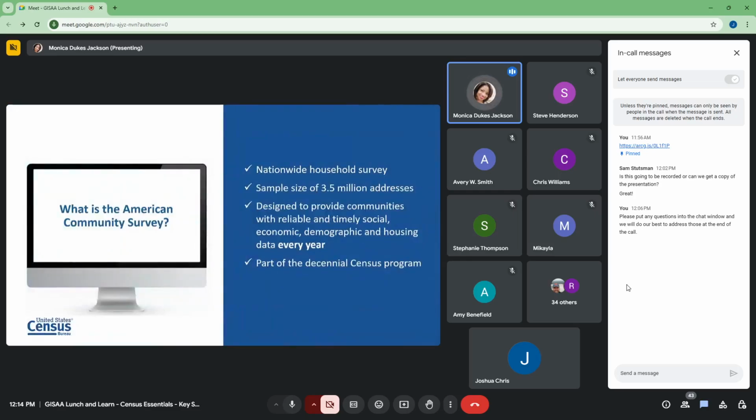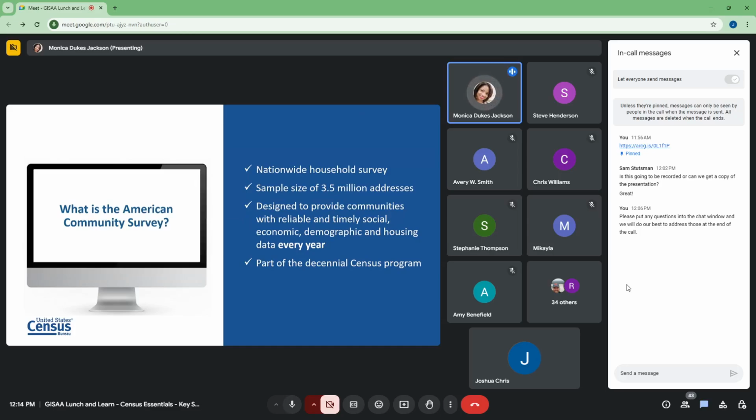So what is the American Community Survey? It's a nationwide household survey. It's the largest in the US and maybe the largest household survey in the world. It uses a sample size of 3.5 million housing units. The purpose of the survey is to provide communities with reliable and timely social, economic, demographic, and housing data every year instead of waiting every 10-year period.